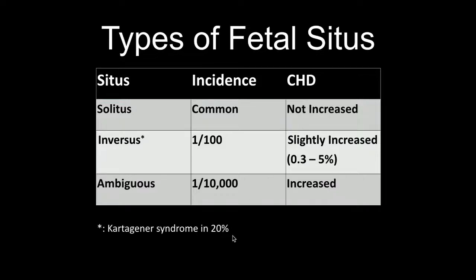But there's about a 20% risk of a syndrome called Kartagener syndrome, which is a significant syndrome that involves cilia abnormalities in the fetus, that results in some GI abnormalities, lung abnormalities, and males affected with this syndrome are typically sterile after birth. So there is an implication to a situs inversus, and this is why it's really important to look for that.